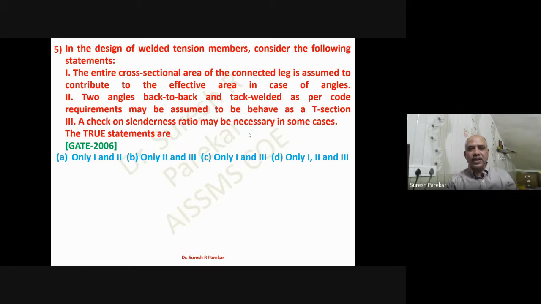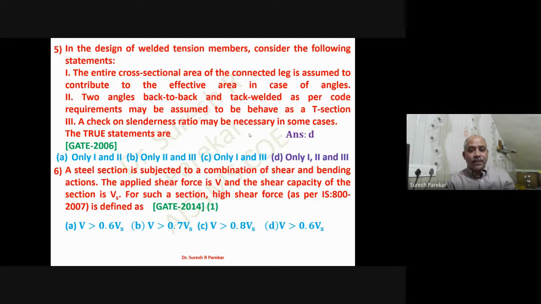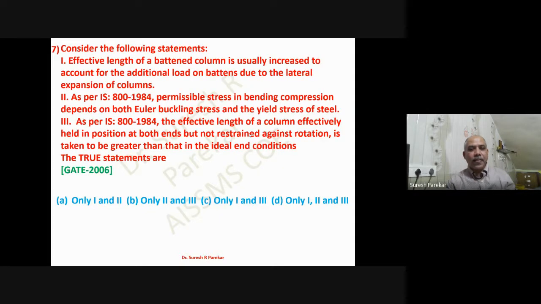In the design of welded tension member, consider the following. And we are interested in 2 statements. So you can read this, and from this you are going to get that 1, 2, and 3. All 3 statements are correct. A steel section is subjected to combination of shear, and the applied shear force V and the shear capacity of this section is Vs. And we know for high shear we should have V greater than 0.6 Vs. So option is A.